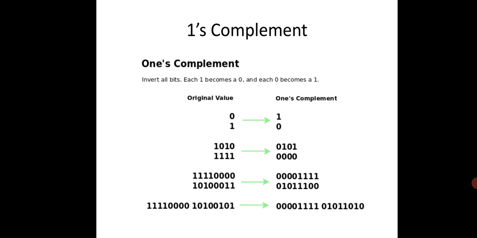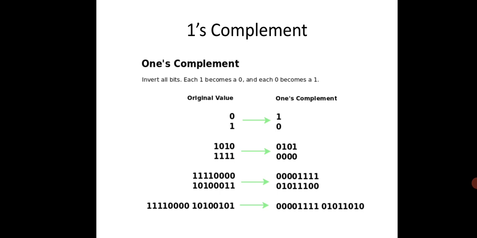Now we will start with the 1s complement and 2s complement. 1s complement, it is obtained by replacing 0 by 1 and 1 by 0. So whatever the binary numbers are given, you have to invert all the binary numbers. If 0 is there, you have to invert it as 1. If 1 is there, you have to invert it as 0. You can see the original value on the right hand side and the 1s complement value at the left hand side. If 0 is there, you have to write down 1. If 1 is there, you have to write down as 0.